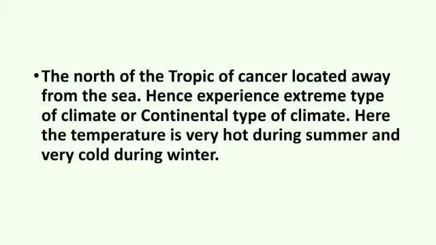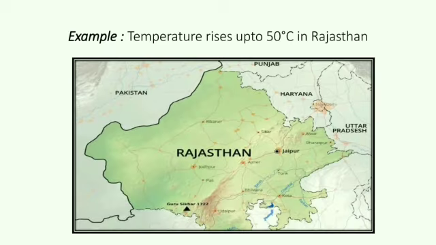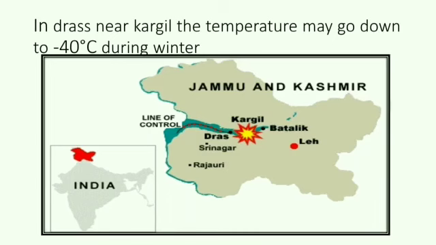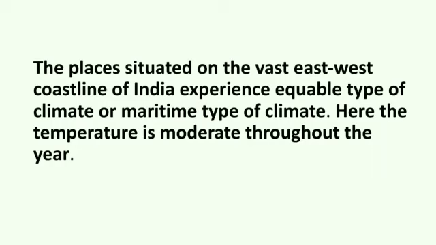The north of the Tropic of Cancer is located away from the sea, hence it experiences an extreme type of climate, or continental type of climate. Here the temperature is very hot during summer and very cold during winter. Example, the temperature rises up to 50 degrees Celsius in Rajasthan, while in Dras near Kargil, the temperature may go down to minus 40 degrees Celsius during winter.